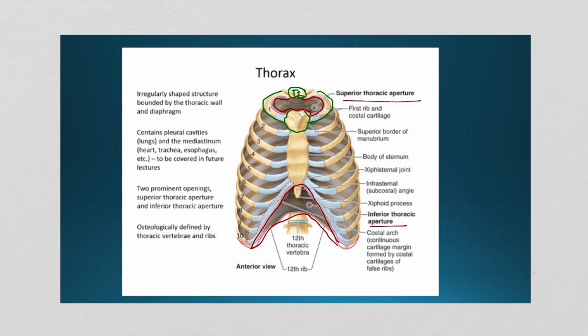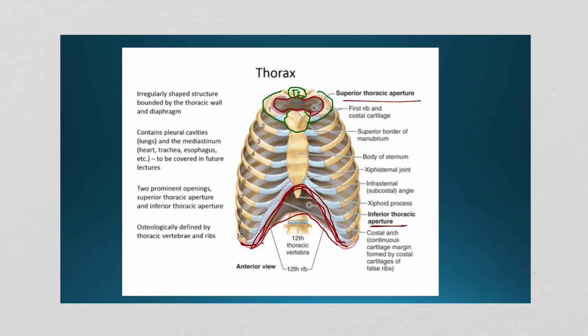And then inferiorly, as I mentioned, we have the inferior thoracic aperture. You can see here that it is formed by the diaphragm, which is important because the diaphragm is important for respiration, but even more important, it is responsible for separating the thorax from the abdominal cavity. We have these two cavities, the thoracic cavity and the abdominal cavity, which sit relatively close to one another. The one thing separating those two cavities is the diaphragm, which sits right at the base of the inferior thoracic aperture.